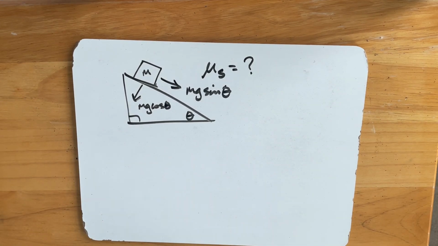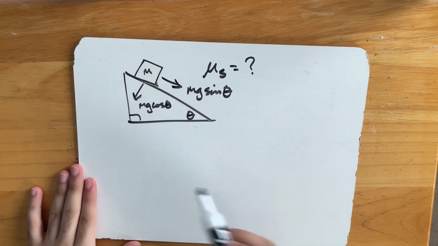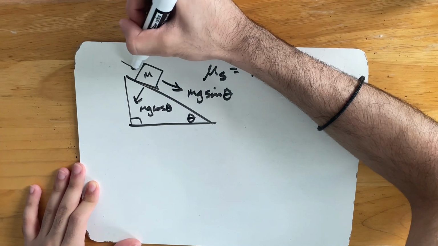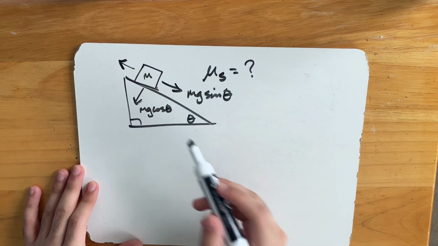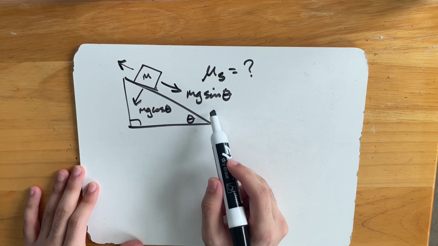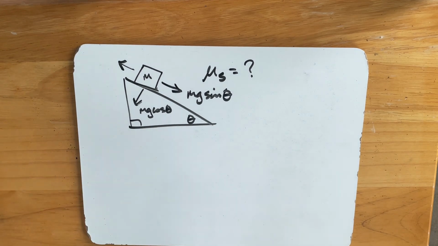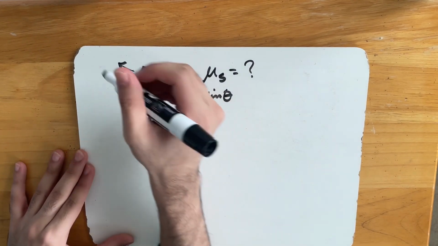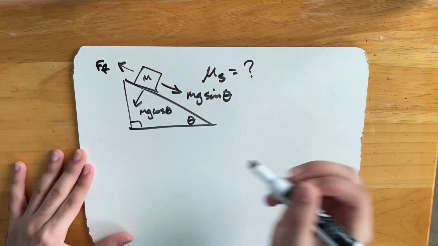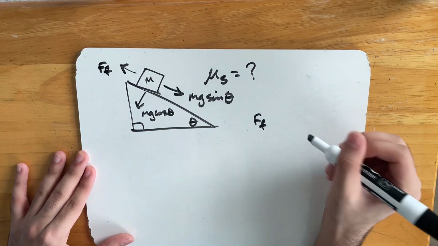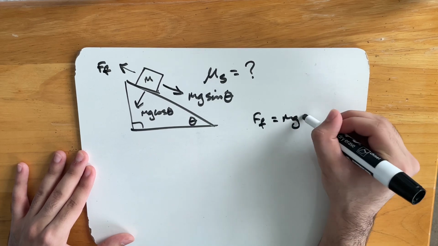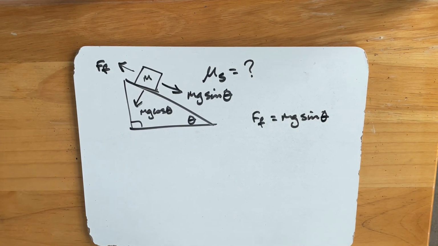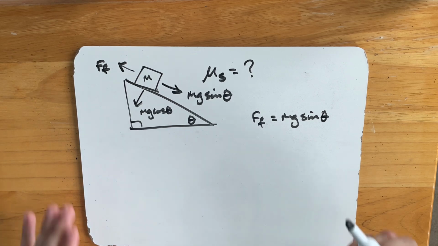Now, with static friction, this thing's not going to move at all. So there's going to be a force of friction right here, equivalent to the magnitude of the force of gravity going down the slope. I'm going to call this the force of friction, and it is equal to mg sine theta also. It needs to perfectly counter the force of gravity going down the slope.